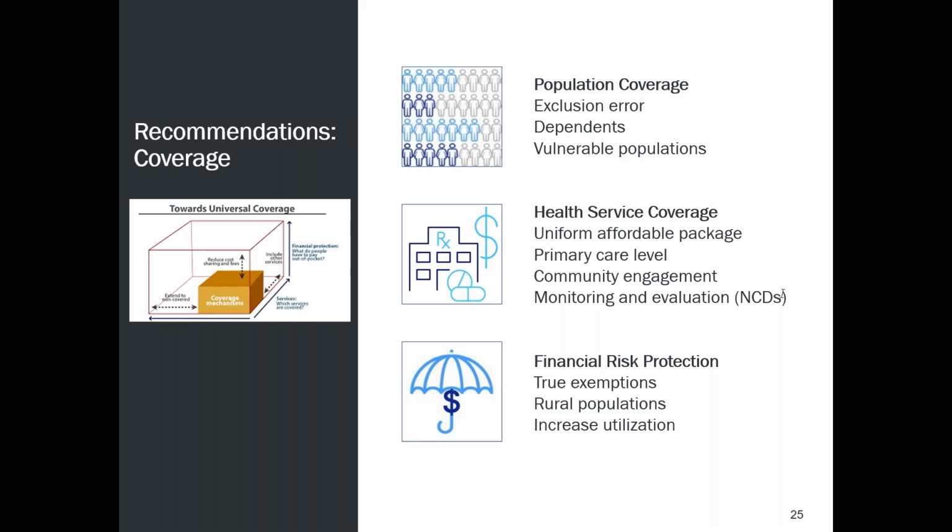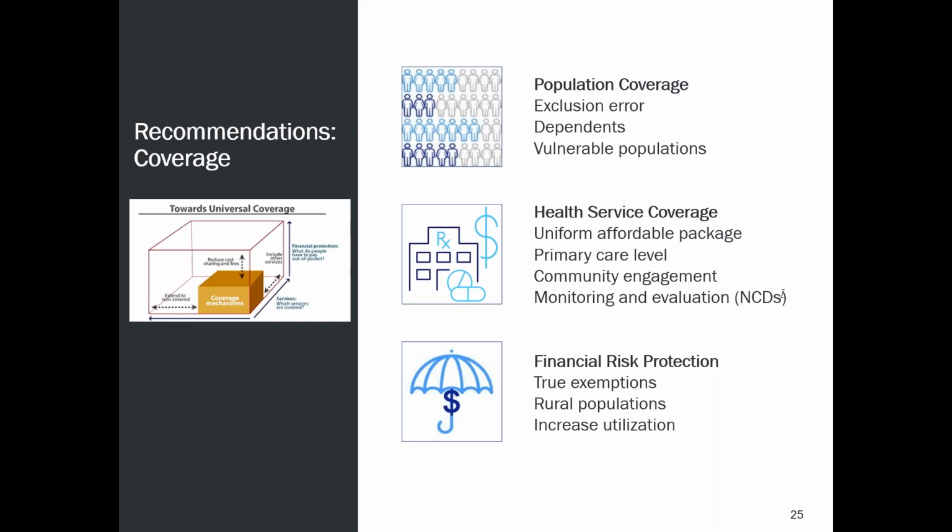The social health insurance only covers employees to date, it doesn't cover the dependents. So we need to make sure that family members of the employees are included in the social health insurance. And then, as Robert pointed out, there are a lot of vulnerable people and population groups that are not included, like older people, people with disability, people belonging to the second quintile to the third quintile.